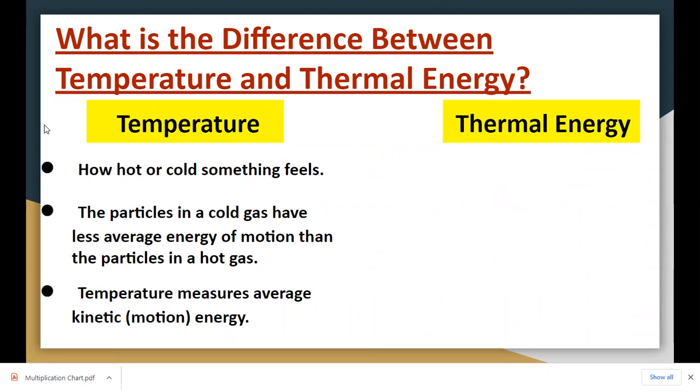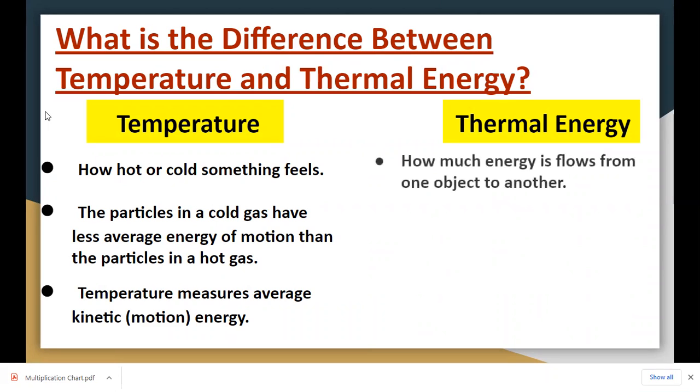Temperature measures average kinetic energy. Kinetic energy is motion energy. We'll be talking about that in the second half of the year. But temperature is measuring average motion energy. So what is the difference between temperature then and thermal energy? Thermal's got kind of the sound of a thermos in it. So it has to do with temperature in a way, right? It has to do with heat.